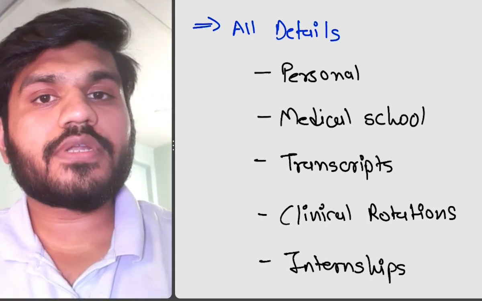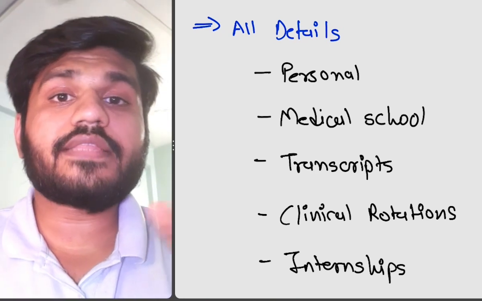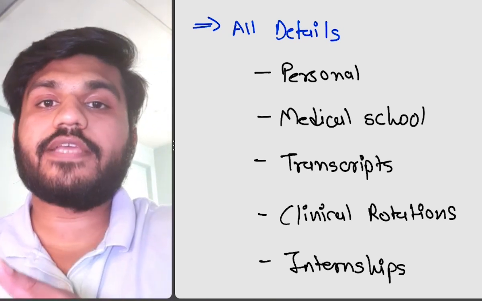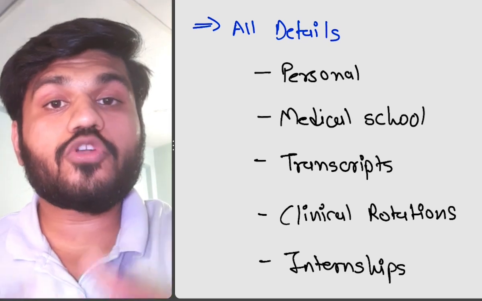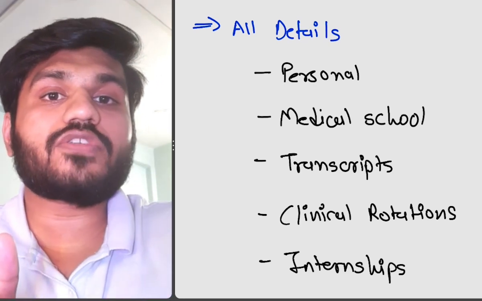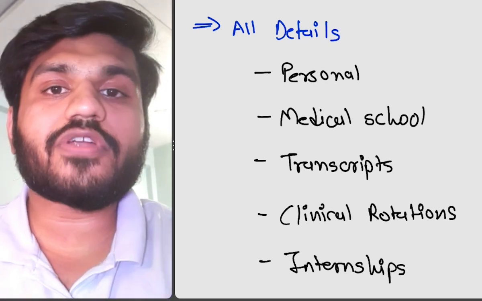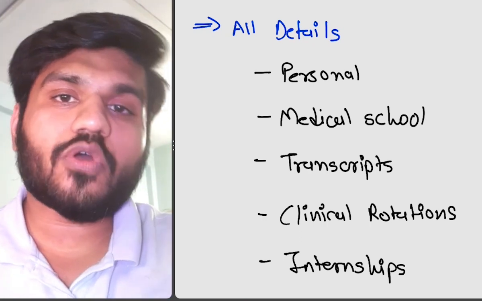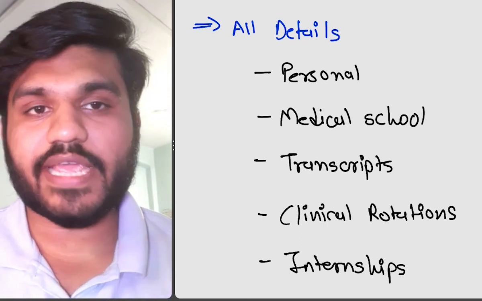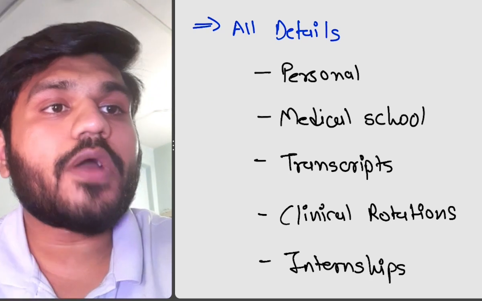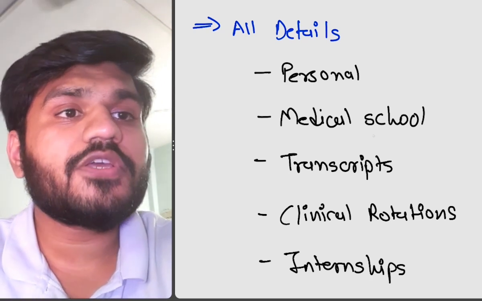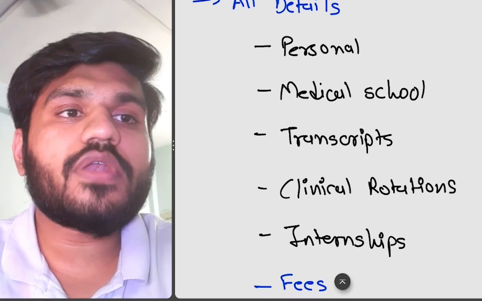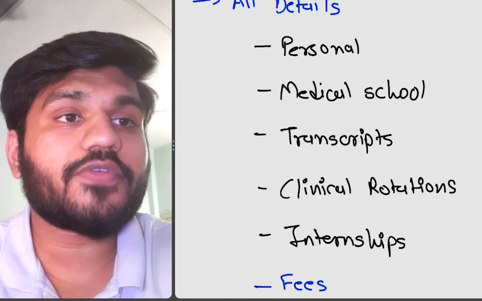If you want to postpone the date within the eligibility period, it should be done before 45 days of your exam. If you want to postpone the exam within 45 days of your exam, you have to pay extra fees, and those fees are listed on the application only. You can go there and check it. So let's come to these points: you have to fill in all your personal details and your medical school details, your medical school name. If you are a graduate, then you have to fill in your transcripts.